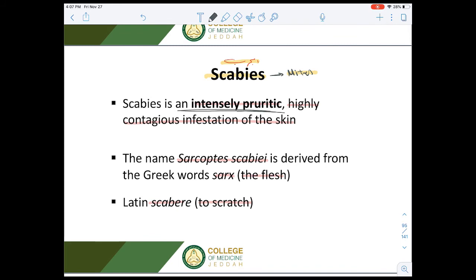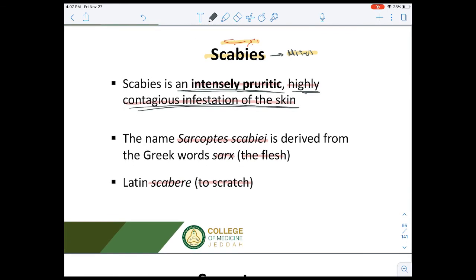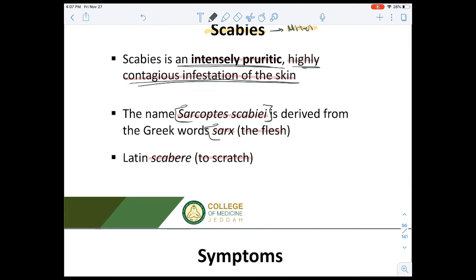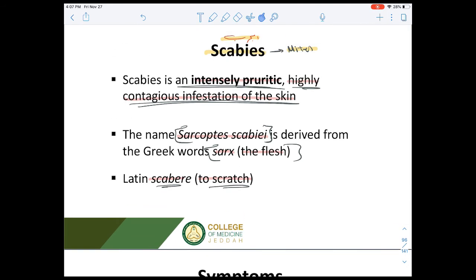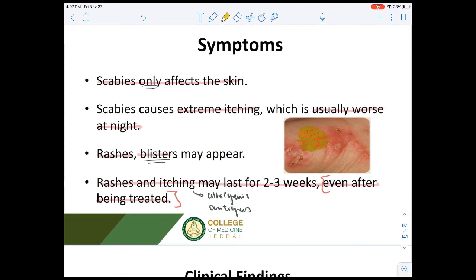It's an intensely pruritic, highly contagious infestation of the skin itself, caused by Sarcoptes scabiei. It comes from the word sarx, which stands for the flesh, and scabies, which is to scratch, both of which are characteristics of the disease of scabies. So scabies only affects the skin. Scabies causes extreme itching, which is usually worse at night.